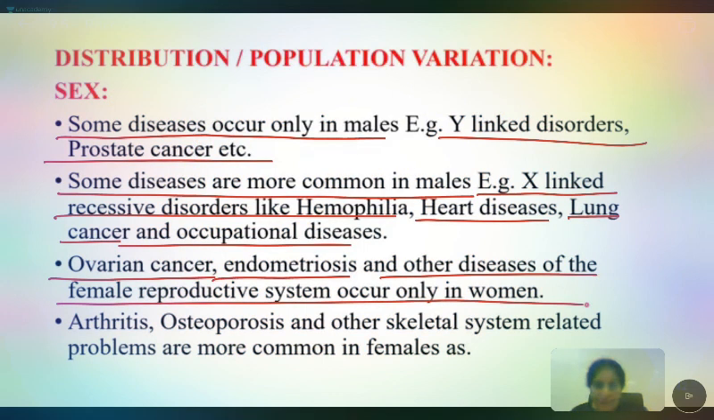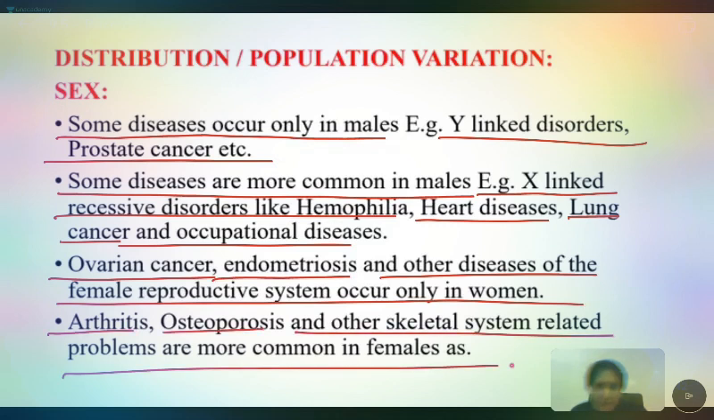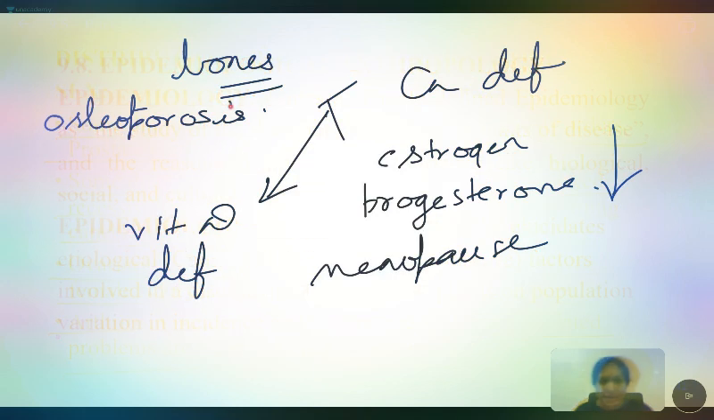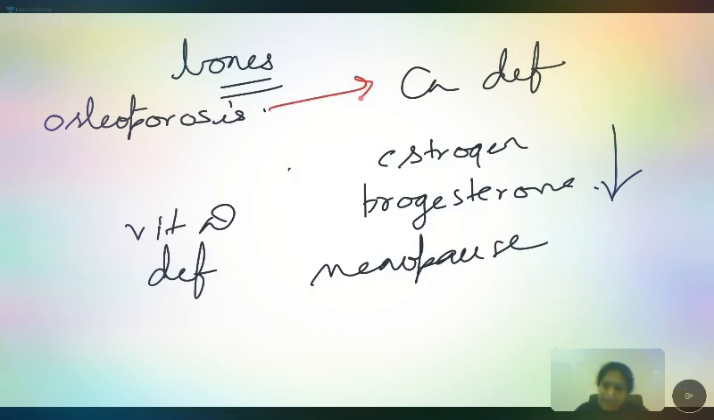In the same way, arthritis, osteoporosis, and other skeletal system related problems are more common in the females, and the reason is also as explained here. Is it clear? Because of these three reasons. One is calcium deficiency. Second one is low levels of estrogen and progesterone.